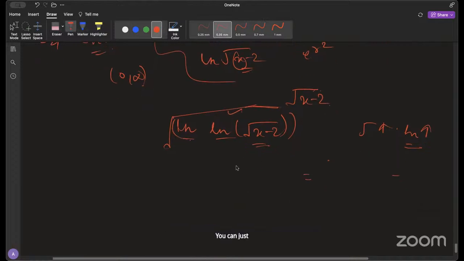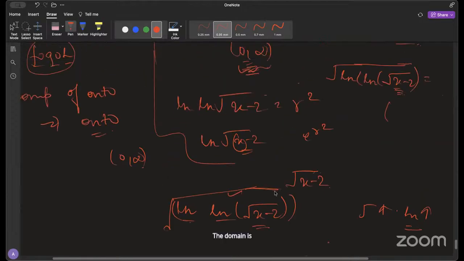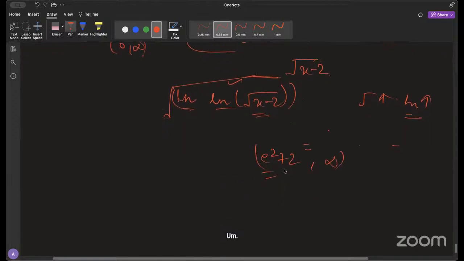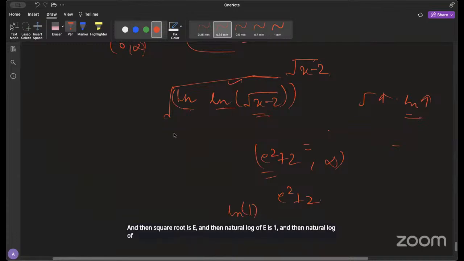So the domain is, what did we get as domain? e square plus 2 to infinity. If you put it here, e square plus 2 minus 2, you'll get e square, and then square root is e, and then natural log of e is 1, and then natural log of 1 is 0, and then square root is also 0, right?